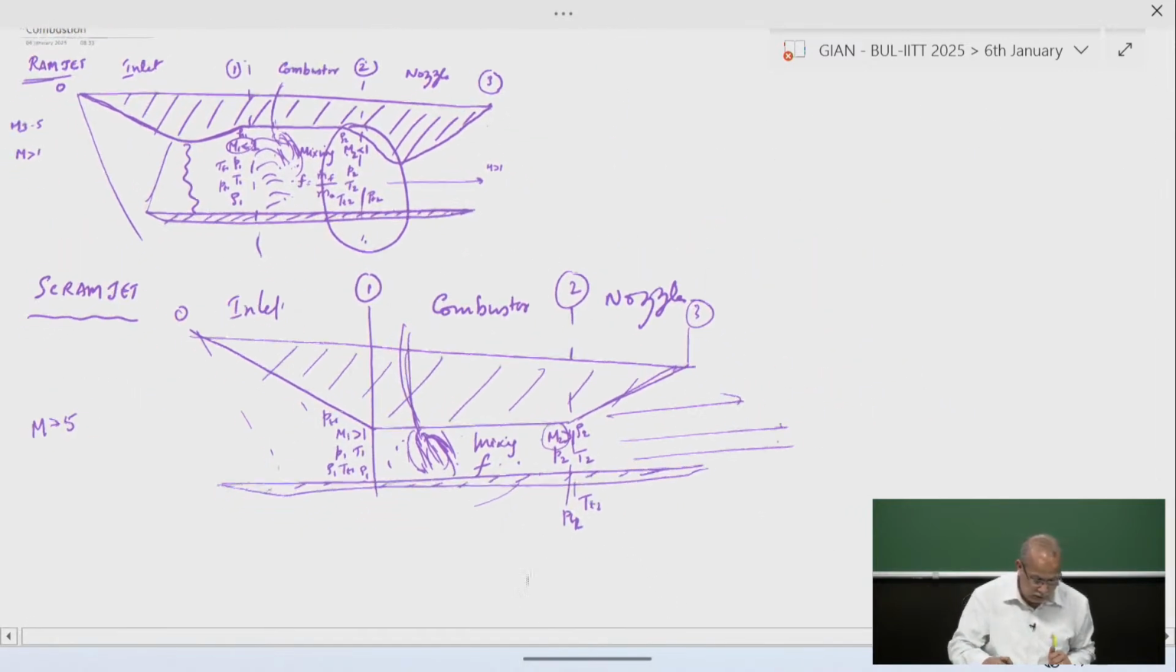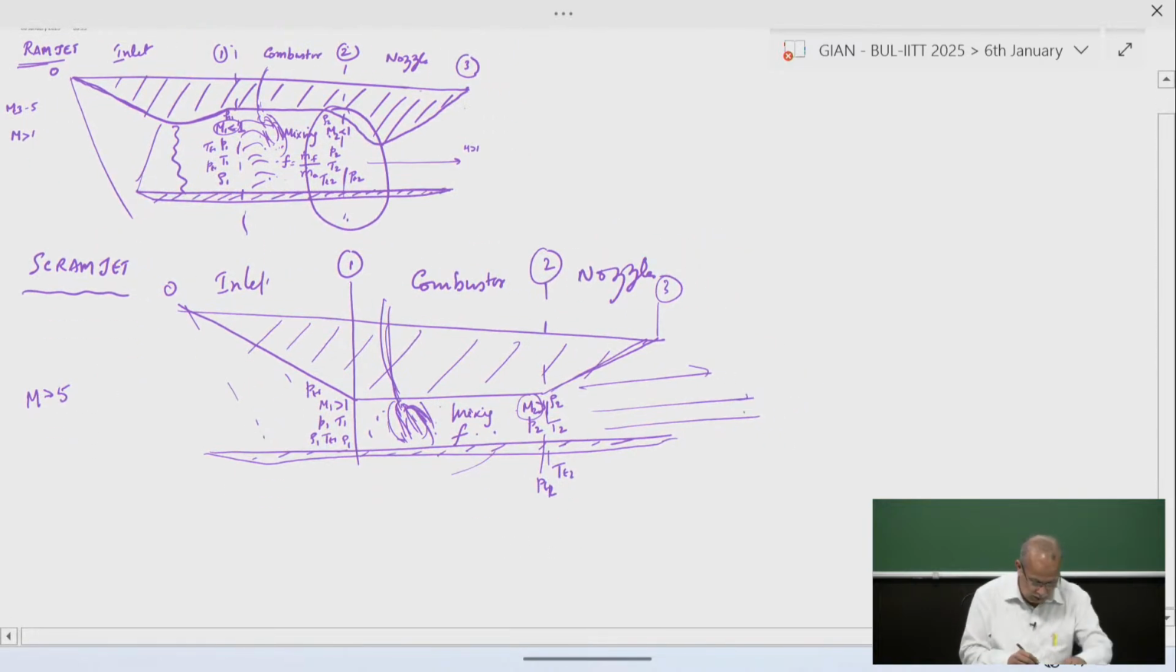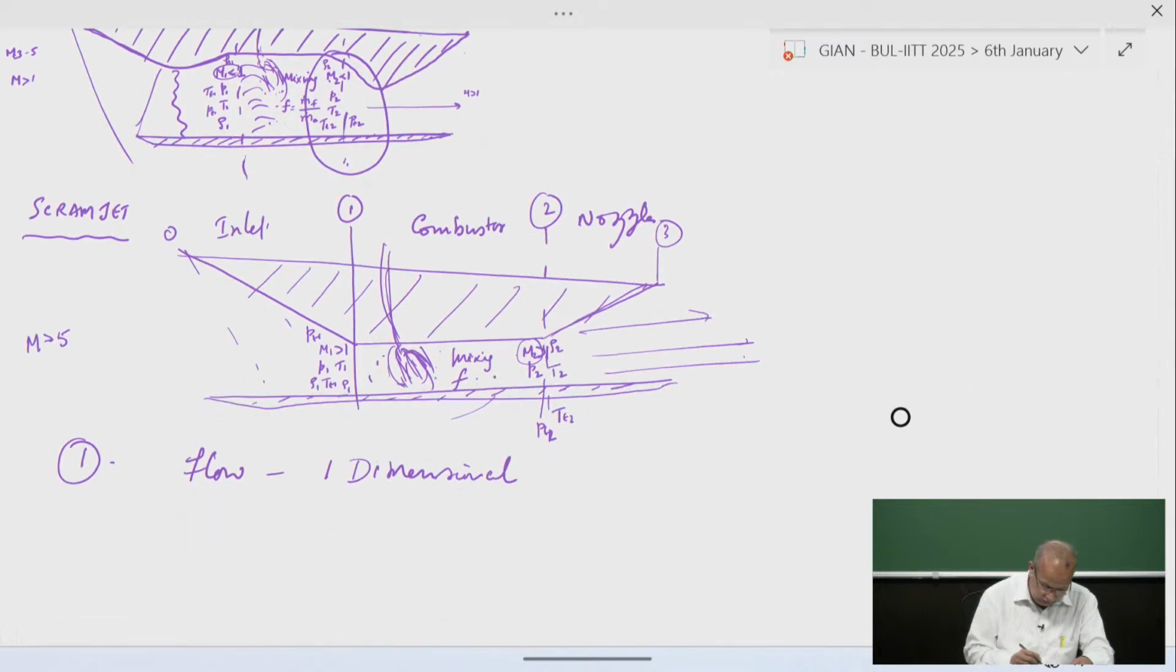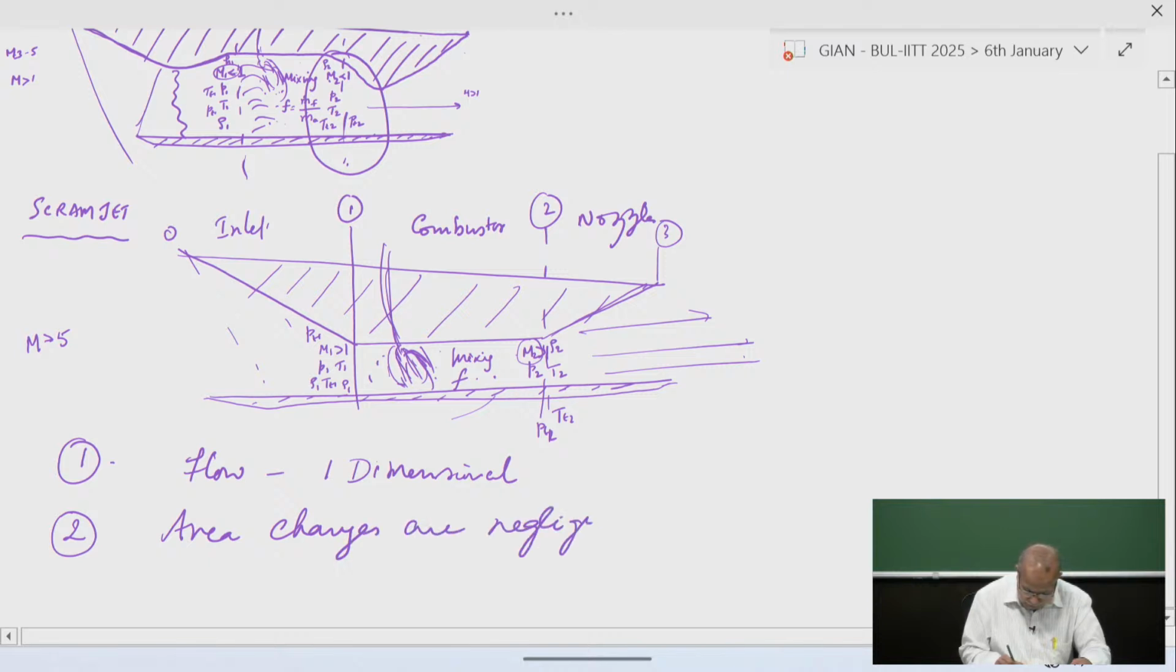Now, whether you are looking at a ramjet or scramjet, some of the common assumptions which you are going to make: number one, the flow could be treated as one-dimensional flow. The flow is in one direction. The reality is that, number two, there can be some small area changes, but we are assuming that the area changes are negligible.